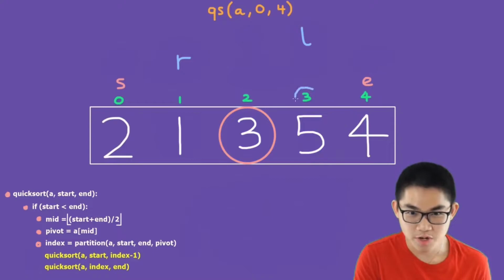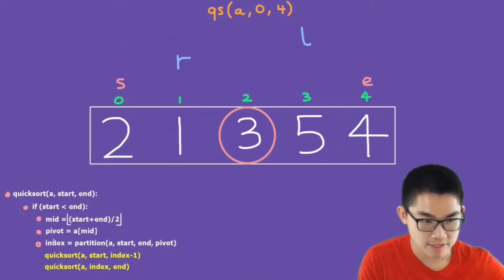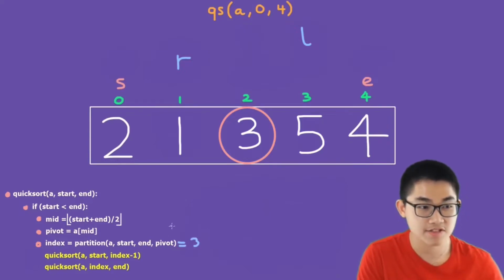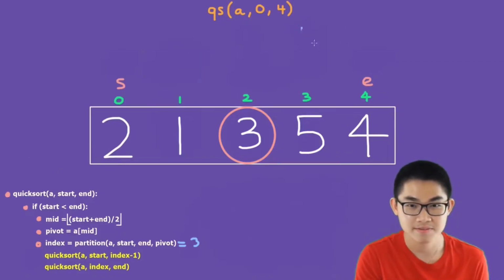Now, we're just going to record the index that L is at, which is 3. So we record it and we say that this index will be equal to 3. And since the game is finished, we're going to say, okay, thank you, R and L. You guys can go home now.